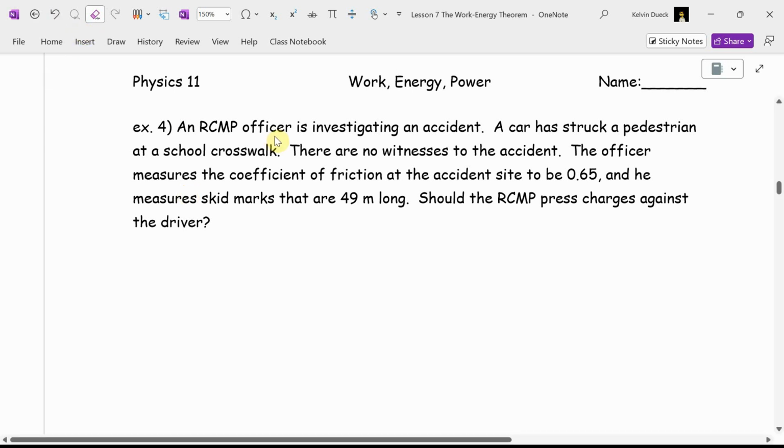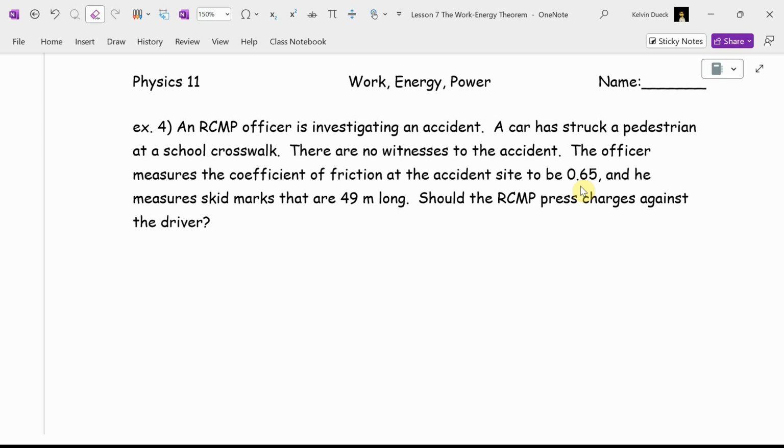So an RCMP officer is investigating an accident. The car struck a pedestrian at a school crosswalk. There are no witnesses. The officer measures the coefficient of friction at the accident site to be 0.65. They have a little machine that they drag along the ground and it turns a scale, and they can measure how sticky the pavement is given various tire types. So they measure it to be 0.65, and he measures skid marks to be 49 meters long. Should the RCMP press charges against the driver?